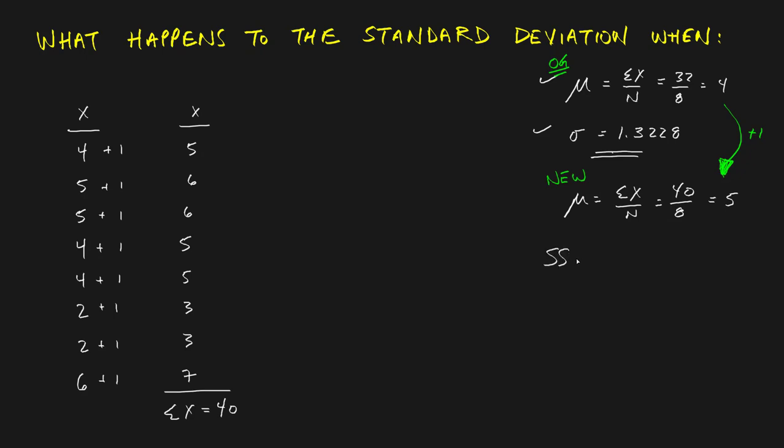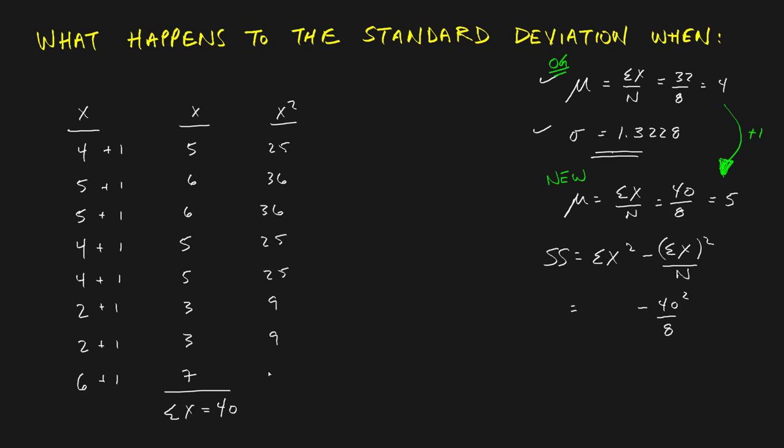The sum of squares is equal to the sum of x squared minus the sum of x, in brackets, squared over n. I already know what the sum of x is. It's 40. I already know what n is. I need to square that. n is equal to 8, I just need to know the sum of x squared. So I'm going to square my x's. So 5 squared is 25, 6 squared is 36, and so on.